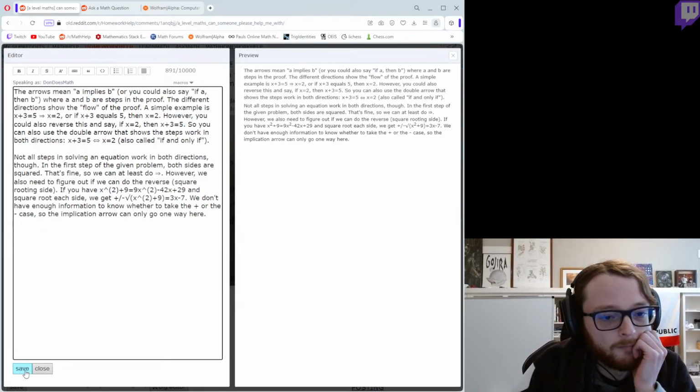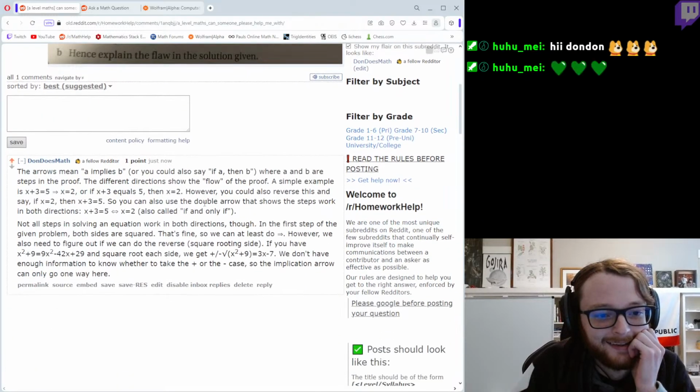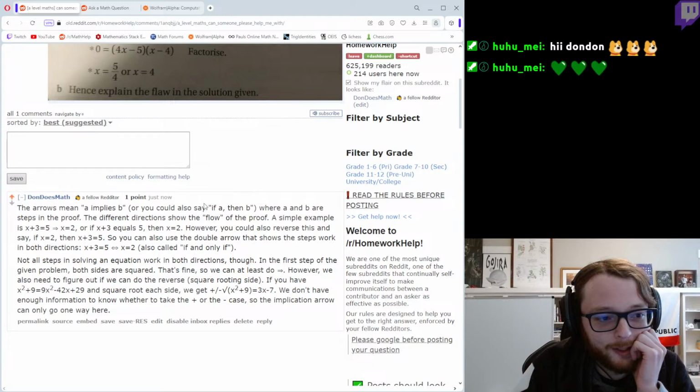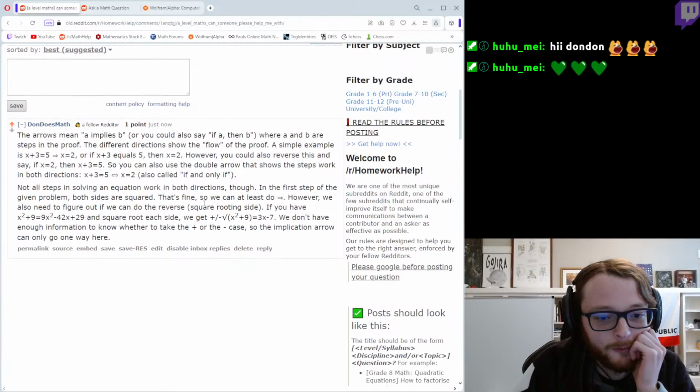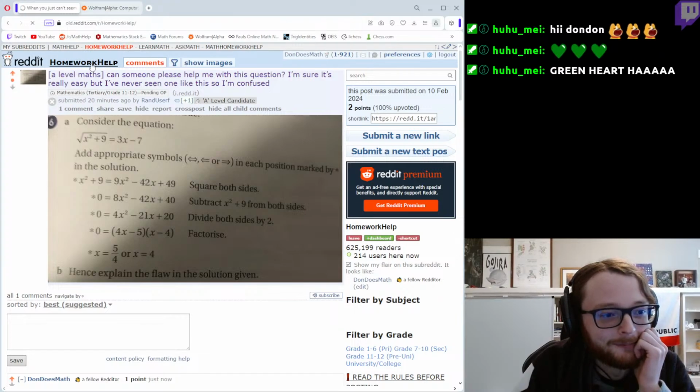Okay, I think this is my answer here. Woohoo! The green hearts are here. Shoot, I forgot about the corgi emotes, but the green heart was at least super easy for me to do. You like it? Oh, I'm glad.